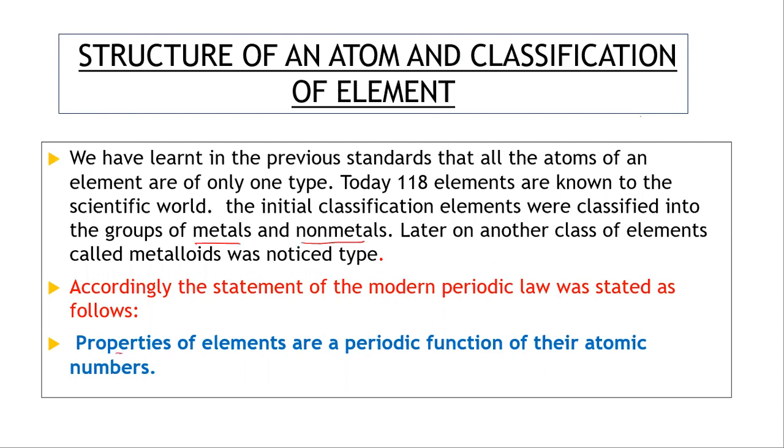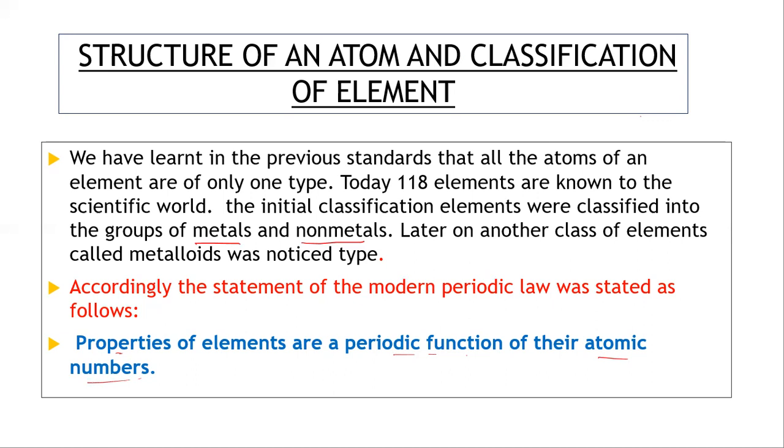The modern periodic law states that properties of elements are periodic functions of their atomic number. Properties means physical and chemical properties. Periodic functions means they repeat after regular intervals when the elements are arranged in increasing order of atomic number. That means when the elements are arranged in increasing order of atomic number, their physical and chemical properties repeat after certain intervals. This is the modern periodic law.